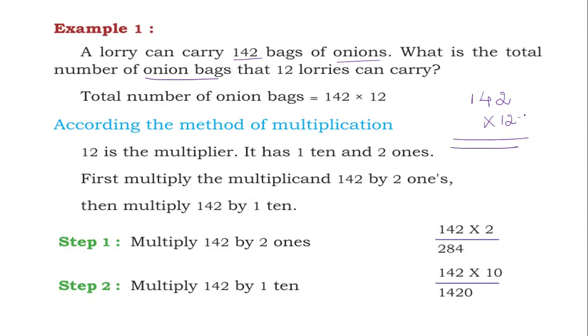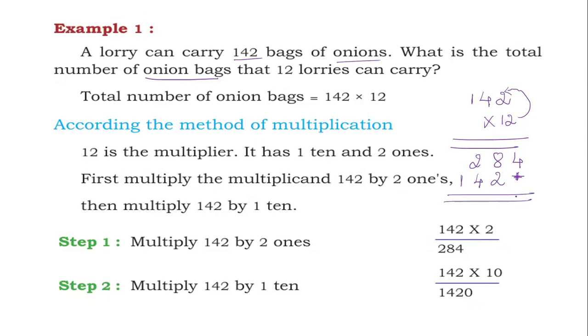First, start with the unit digit, that means 2. 2 into 2 is 4. 2 into 4 is 8. 2 into 1 is 2. Unit digit completed. That's why put a plus here or any mark. Next, start with 1. 1 into 2 is 2. 1 into 4 is 4. 1 into 1 is 1.